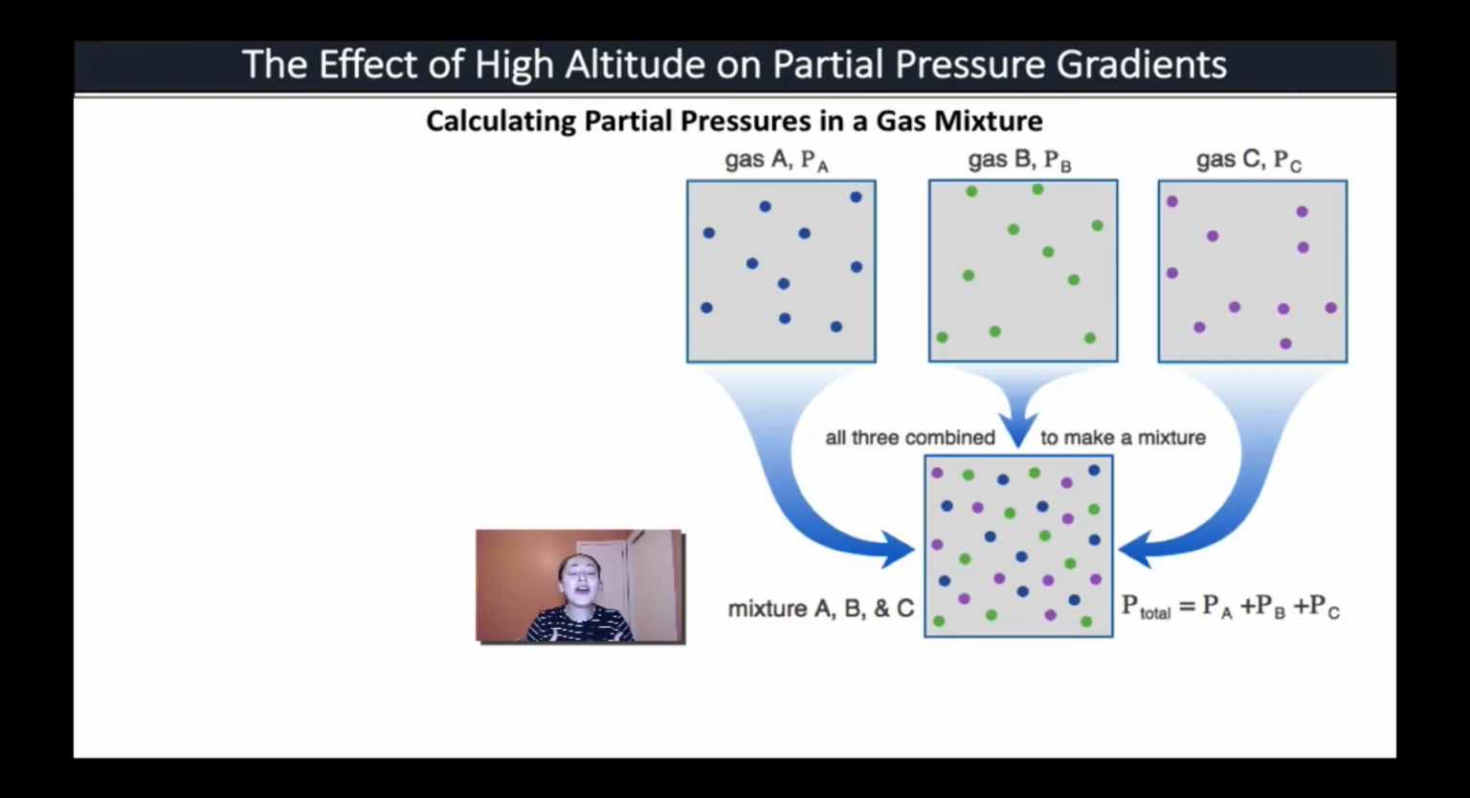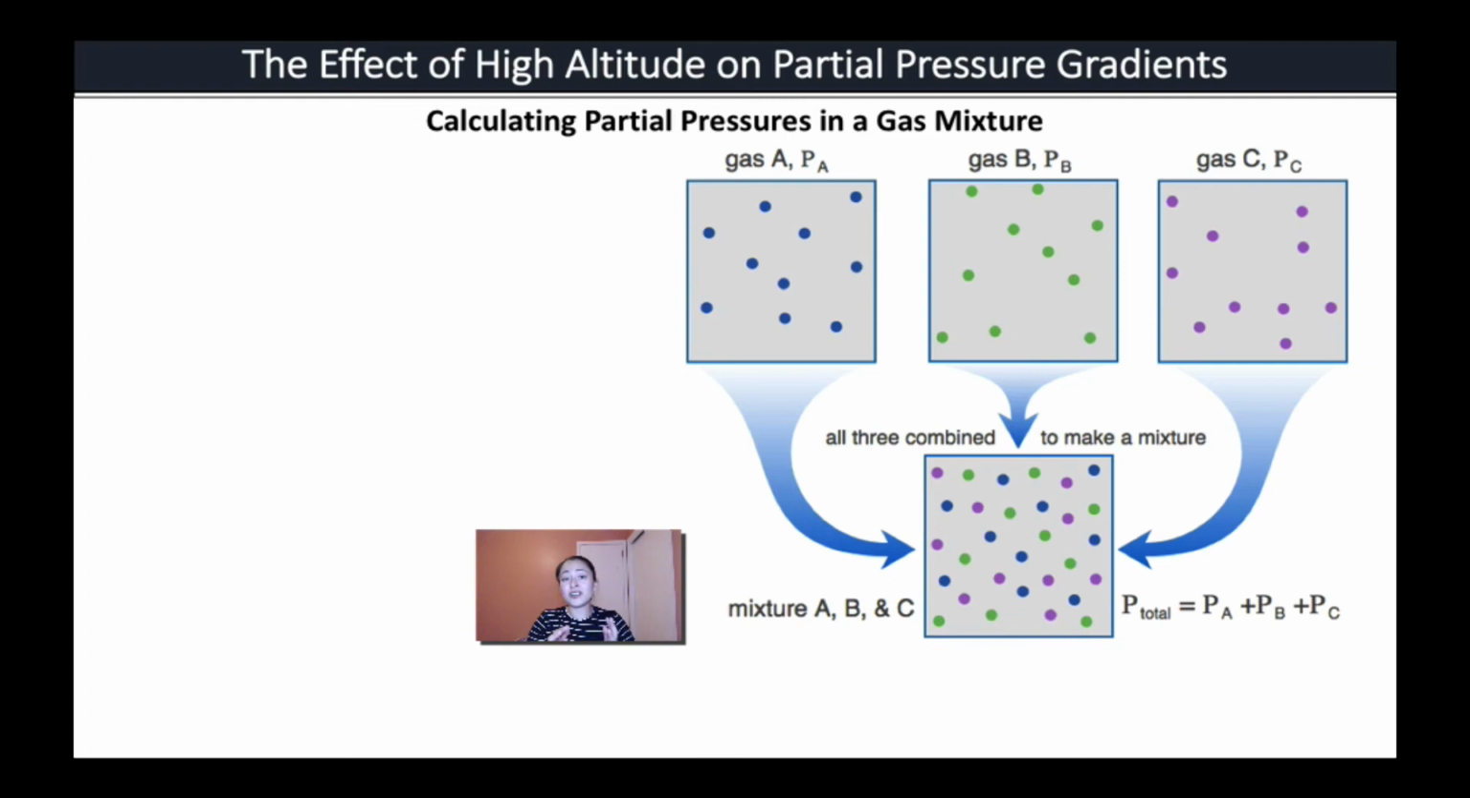Now let's look at the effect of high altitude on partial pressure gradient. So remember, it's the partial pressure gradient of oxygen in the air that you're breathing in and the partial pressure of oxygen in your blood that drives oxygen to enter your blood. Okay, so having a larger gradient is good because it's going to increase the diffusion rate of oxygen into your blood. However, high altitudes can affect this partial pressure gradient.